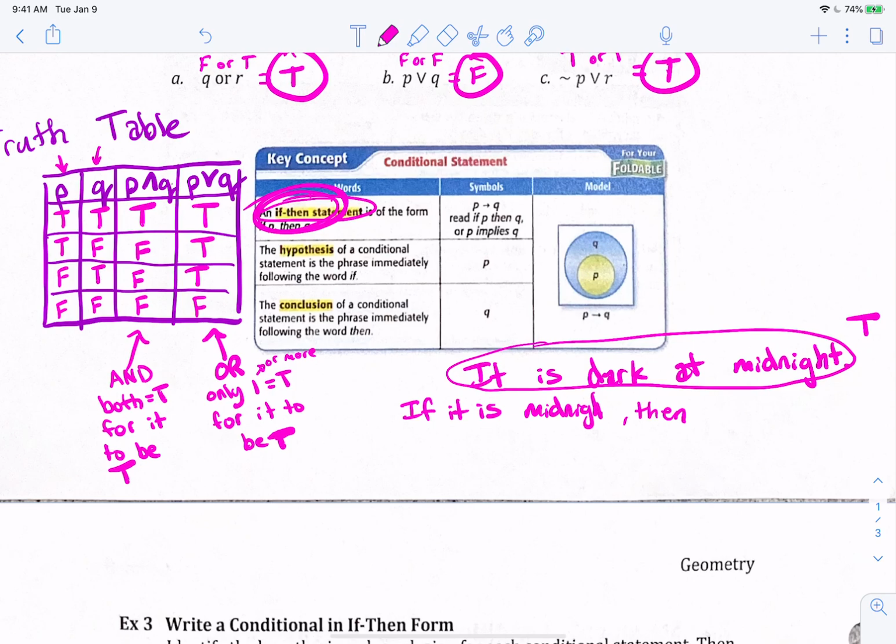Then it is dark. If it is midnight, then it is dark. Now, could I say it in reverse? If it is dark, then it is midnight?